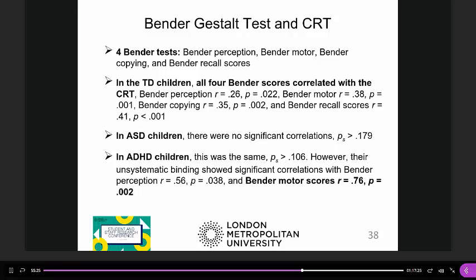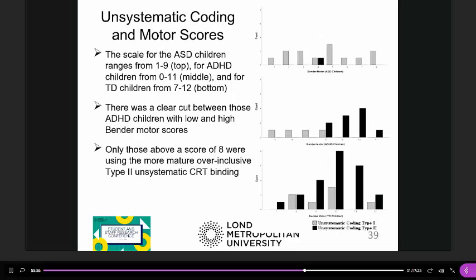This was the same, but when we looked at the different subtests, we found significant correlations with the perception, that is the perception of these Gestalt principles, and we found a very high correlation with Bender motor scores. That is, more than 70% of the drawing in the common region test was explained by their fine motor skills. So we had a look why this would be the case.